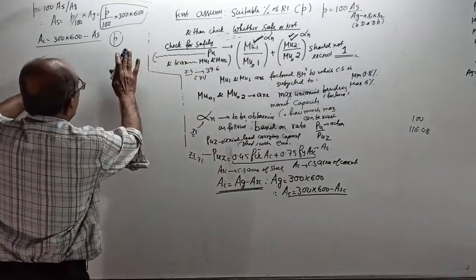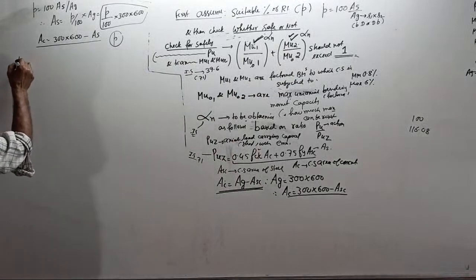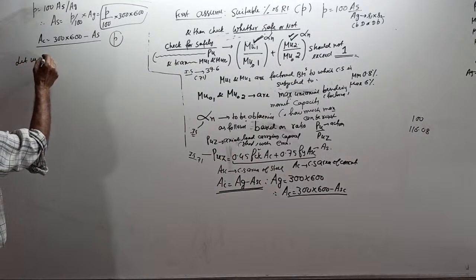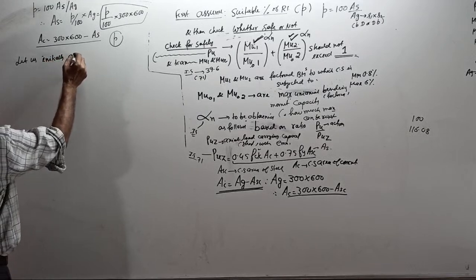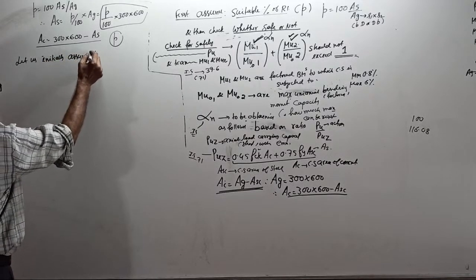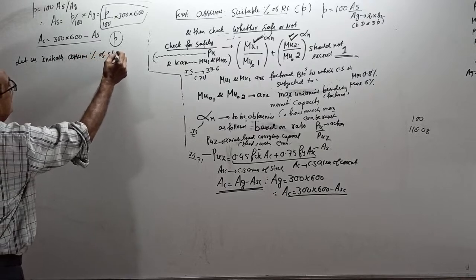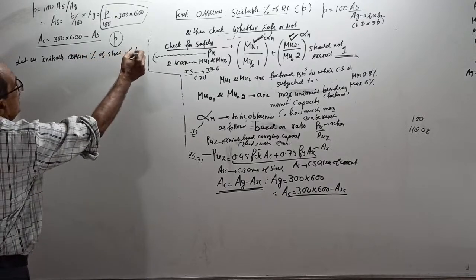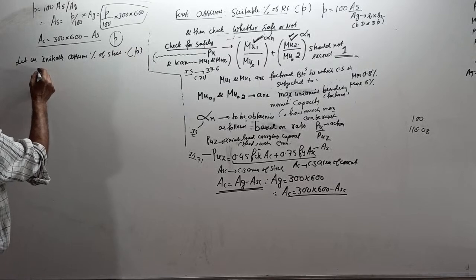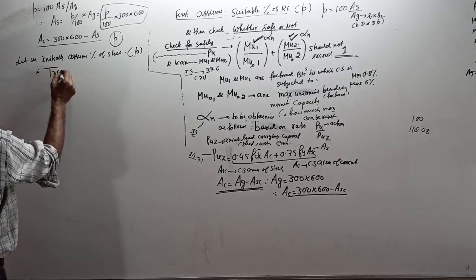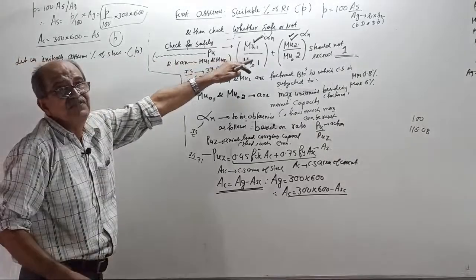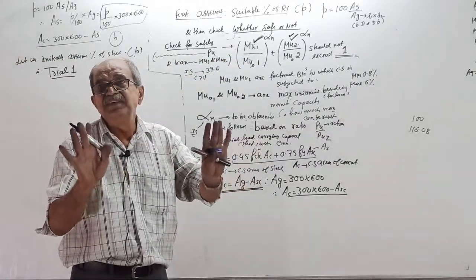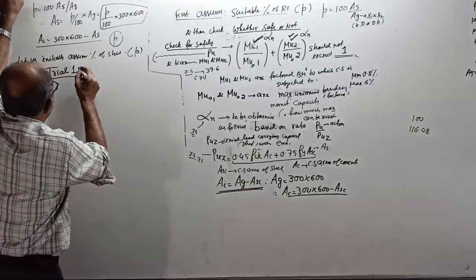Start. Now, let us initially assume the percentage of steel, that is called P. That is your trial 1. I will take trial 1. This one is not axis 1. This is trial 1.